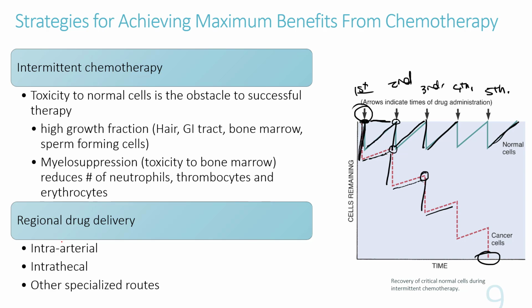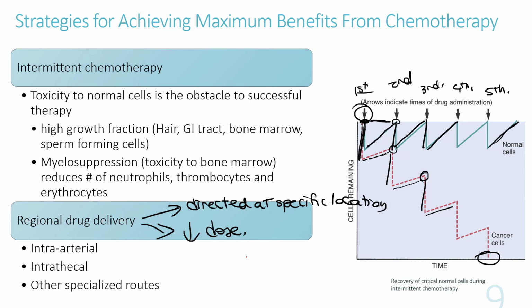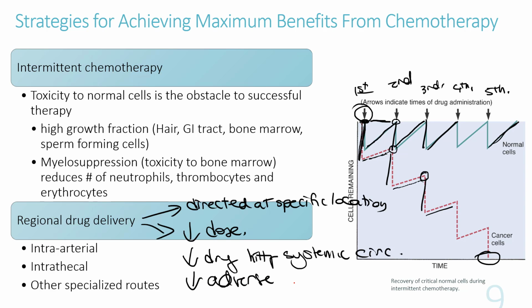And also that means that, first of all, if it's regional drug delivery, then it's more directed at a specific location, and overall the dose of the drug can be decreased, right? Because you would assume that more of that drug will actually hit that specific location. And so what happens is there's less drug hitting the systemic circulation, and so the theory is that the adverse effects also drop.